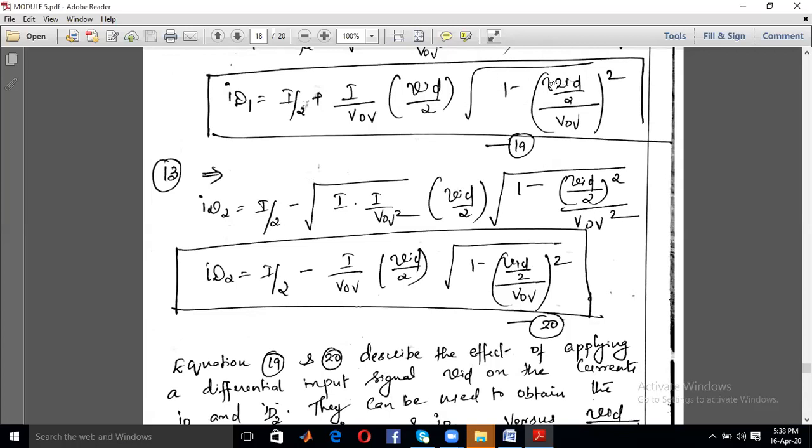But if this is 0, or if this is very small, this particular term, if I can neglect this, this will become root of 1. If this ratio is very small, this becomes root of 1. Root of 1 is 1. Then you can write it in y equal to mx plus c form. In y you are plotting current, in x you are plotting VID, m is the slope, and the other term is c. So this is in y equal to mx plus c format.